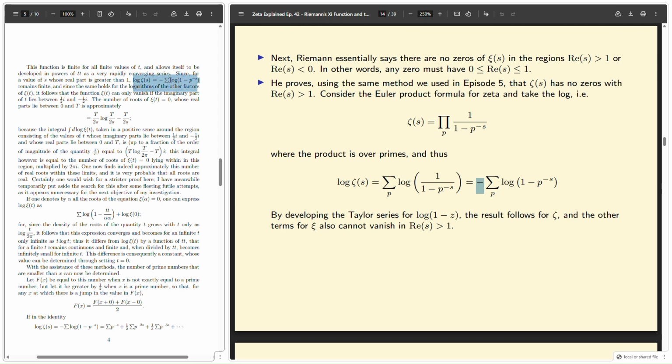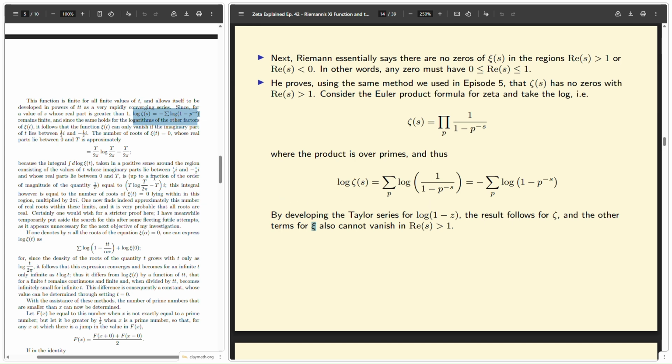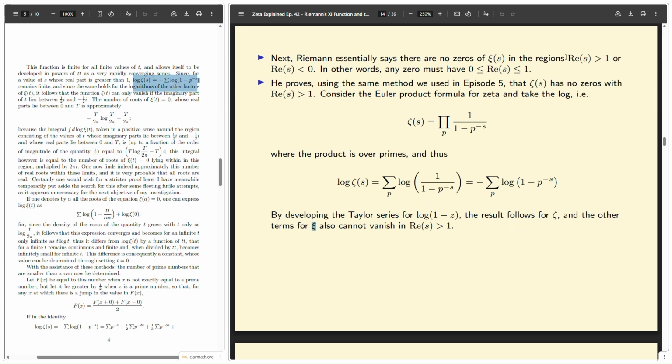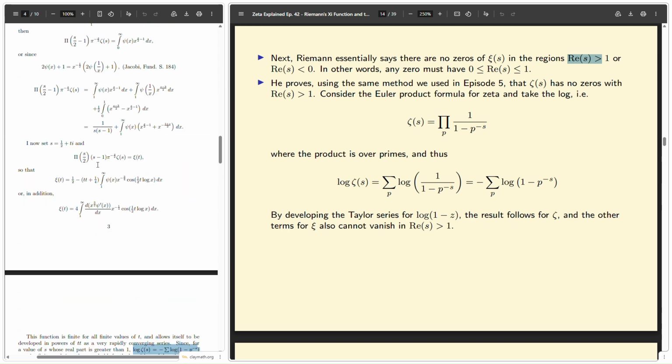So log of zeta of s is equal to negative sum of log of 1 minus p to the minus s. And then the proof, we've already covered this in episode 5, so I'm not going to go over it again, but if you just develop the Taylor series for log of 1 minus z, so this term here, log of 1 minus something, then the result follows for zeta. And also the other terms of xi cannot vanish in this region. So we proved that zeta has no zeros in this region, real part of s greater than 1. But remember, there's this pi to the exponential term here, and there's a gamma term here, or the factorial term. But both of those also have no zeros in this region, so we're fine.